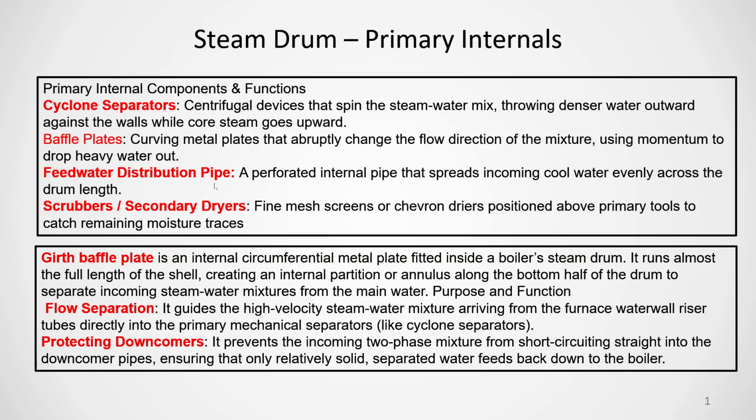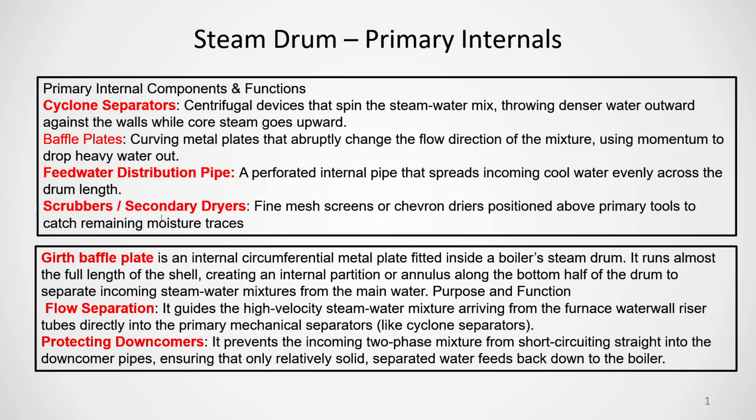Feed water distribution pipe, as already told, normally two pipes are used, placed horizontally 180 degrees apart, and having holes throughout the periphery so that water is distributed uniformly throughout the drum from one end to the other end.